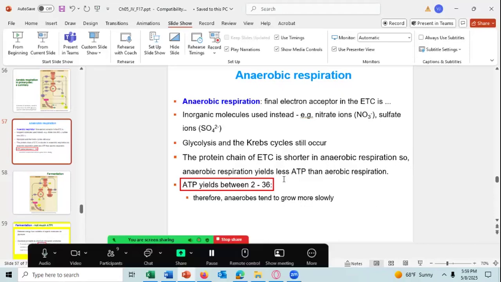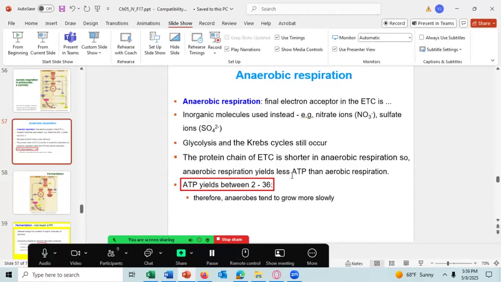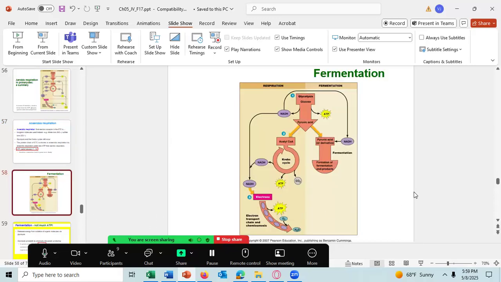Remember, with a prokaryote in aerobic respiration, you get up to 38 ATP. So for prokaryotes, anaerobic respiration always generates less ATP than aerobic respiration. And that makes anaerobes tend to grow slower. Any questions about anaerobic respiration? All right, let's move on to fermentation.